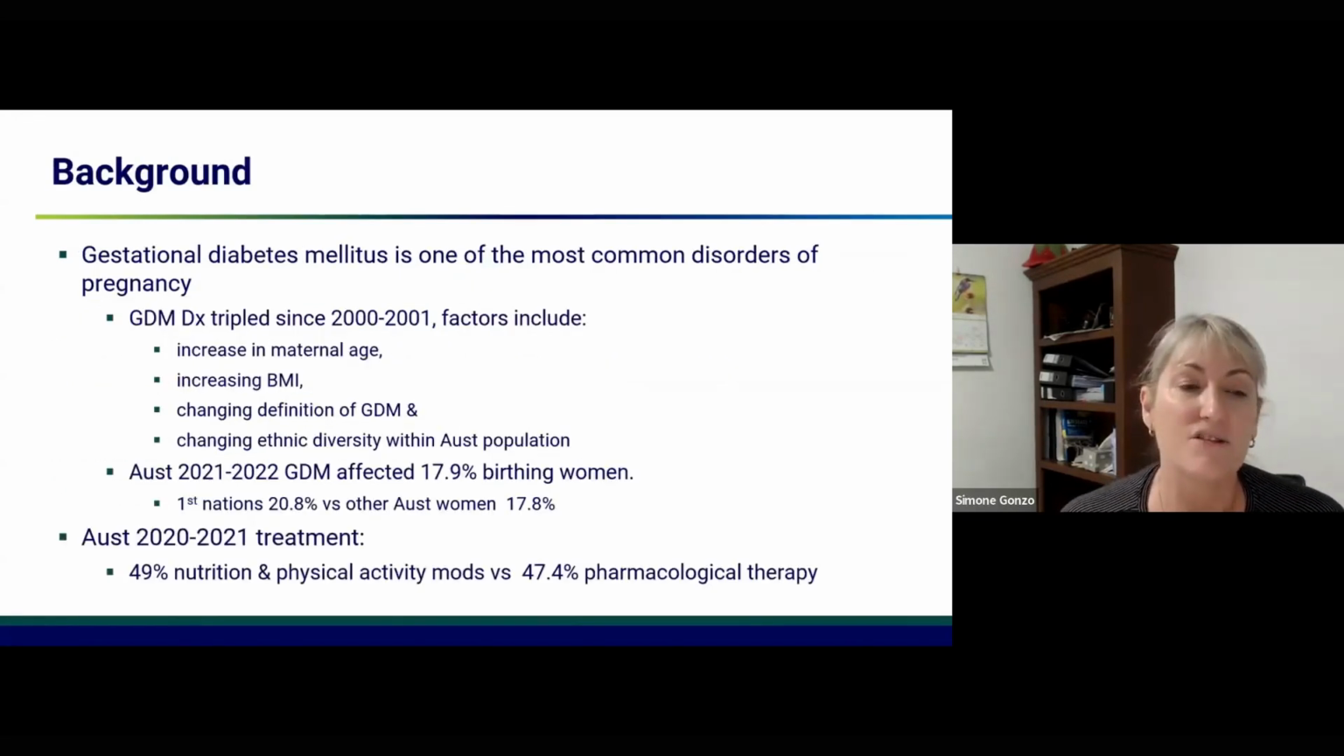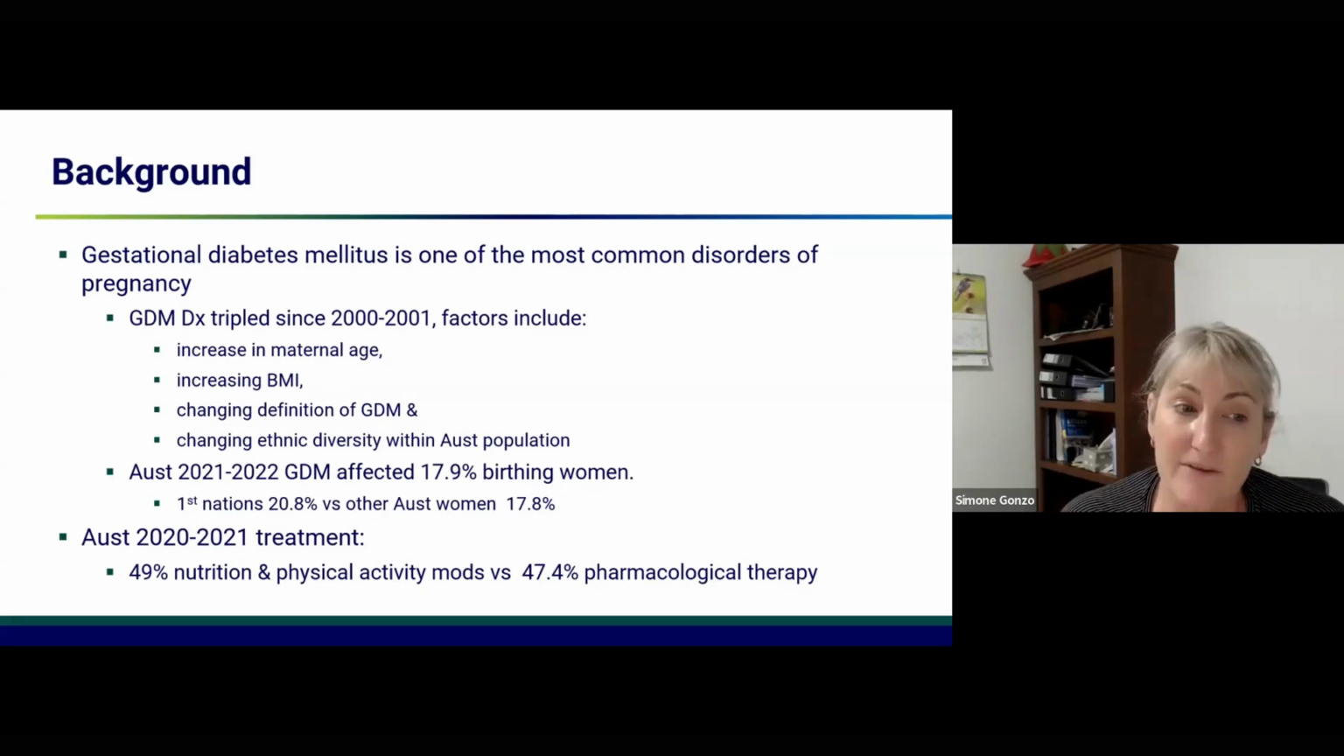So gestational diabetes is one of the most common disorders in pregnancy. The diagnosis has tripled since 2000, and those factors do include, if you look down to the third point there, the change in definition of GDM, which was when we lowered those numbers.